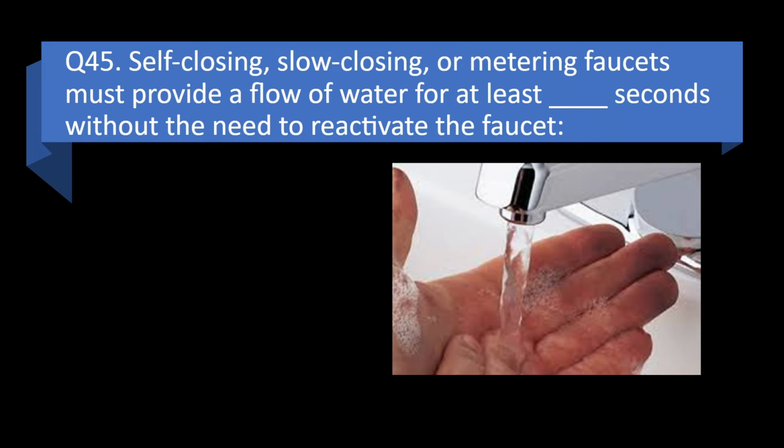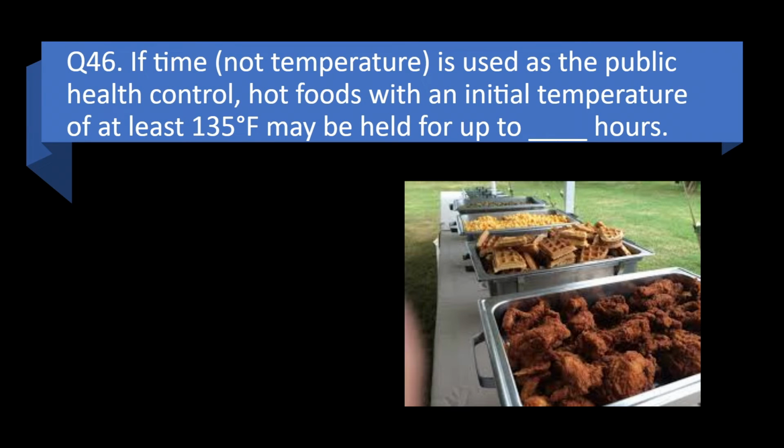Question 45. Self-closing, slow-closing, or metering faucets must provide a flow of water for at least blank seconds without the need to reactivate the faucet. 10, 15, 20, or 30. B. 15. Question 46. If time, not temperature, is used as the public health control, hot foods with an initial temperature of at least 135 degrees may be held for up to blank hours. 1, 2, 4, or 6.